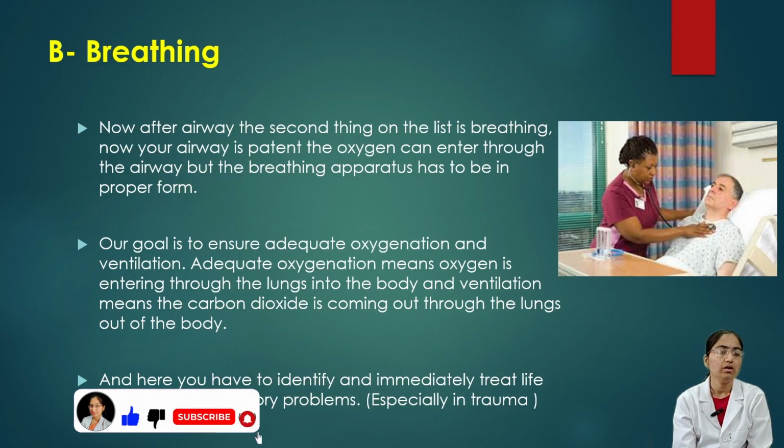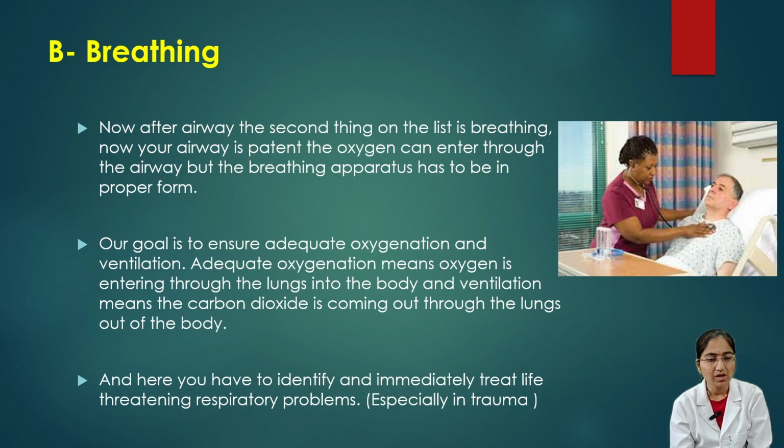Next we'll see the second, that is B stands for breathing. After airway, the second thing on the list is breathing. Now your airway is patent, the oxygen can enter through the airway, but the breathing apparatus has to be in proper form. Our goal is to ensure adequate oxygenation and ventilation. Adequate oxygenation means oxygen is entering through the lungs into the body, and ventilation means the carbon dioxide is coming out through the lungs out of the body.